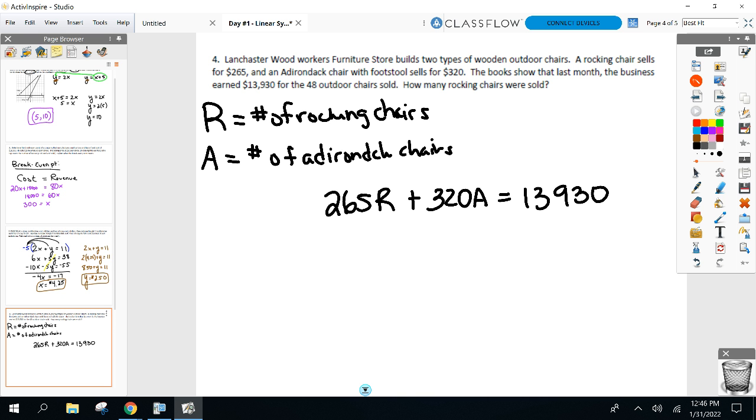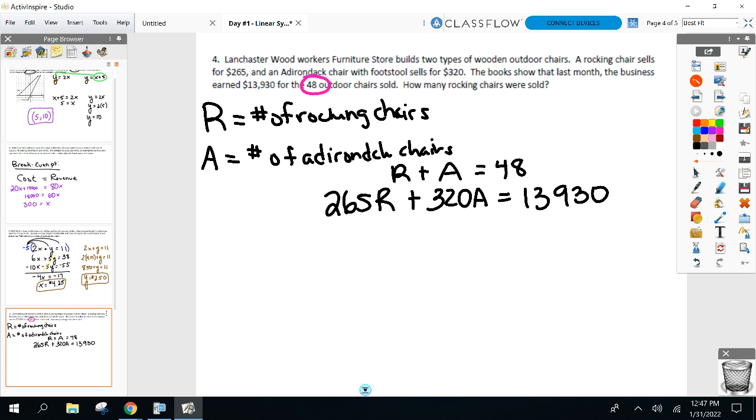What about your second one? How do I involve the good old 48 chairs sold? 48 chairs sold total. There's no money anymore. No money. 48's not $48. It's 48 chairs sold. R plus A equals 48. Okay, R plus A, X plus Y, whatever variable have equals 48. I shouldn't have a number with the R and the A. It's not money, 48. And there it is. Now you got a choice.